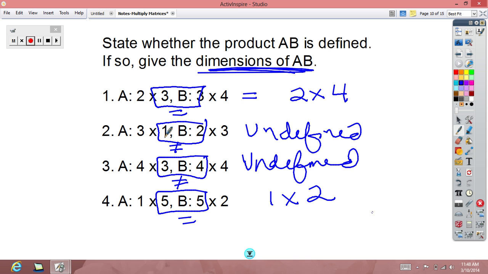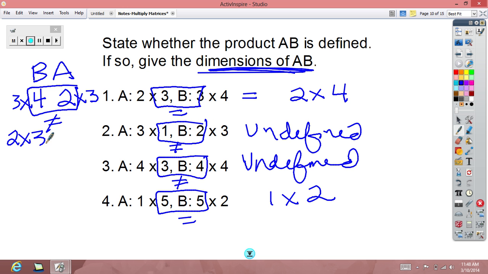Okay, and notice that if you switched this around, right, what if I did B times A? Now I have 3 times 4 times 2 times 3. Well, if you switch the order, you can't multiply this anymore, right? These aren't the same, so this case would be undefined. But in this one, if I have 2 times 3, times a 3 times 1, well, now these are equal, and so this now would be a 2 by 1 matrix and defined. So the order that it's in does matter. Okay.